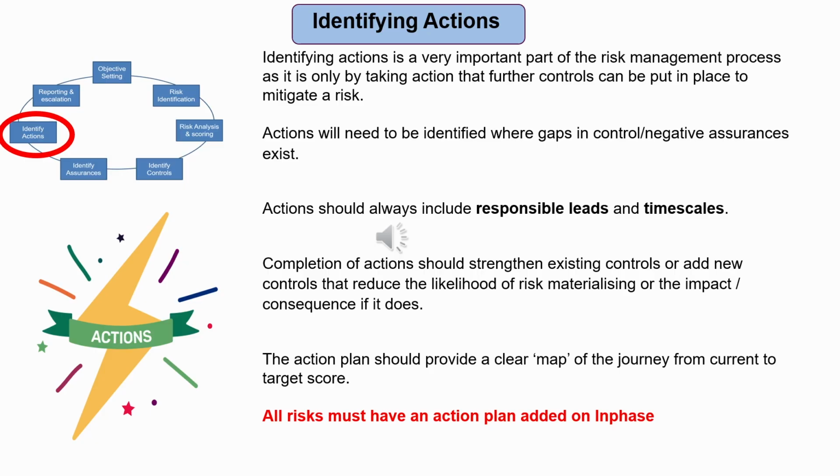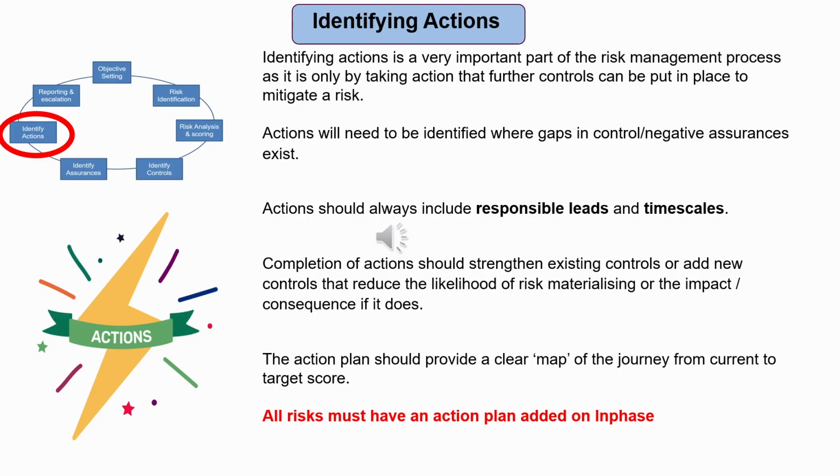Identifying actions is a very important part of the risk management process, as it is only by taking action that further controls can be put in place to mitigate a risk. Actions will need to be identified where gaps in control or negative assurances exist. Actions should always include responsible leads and timescales.